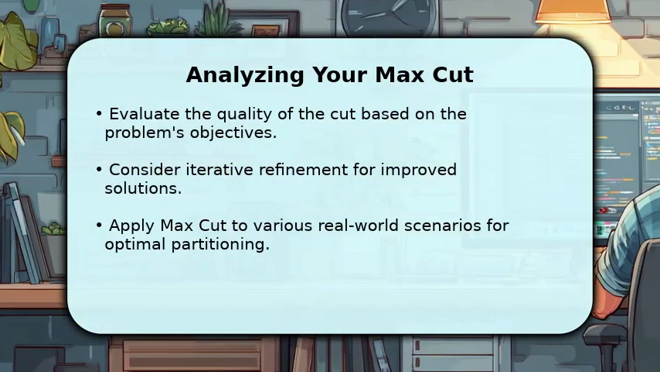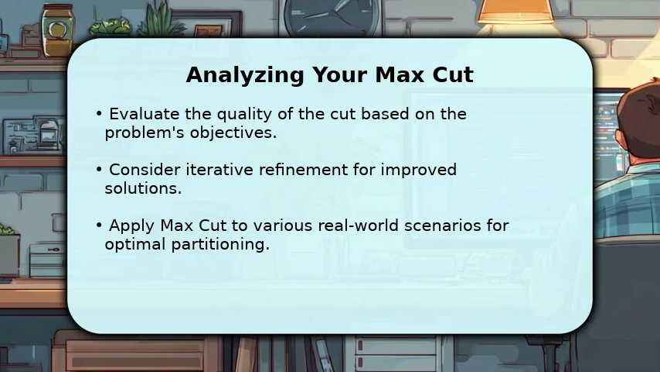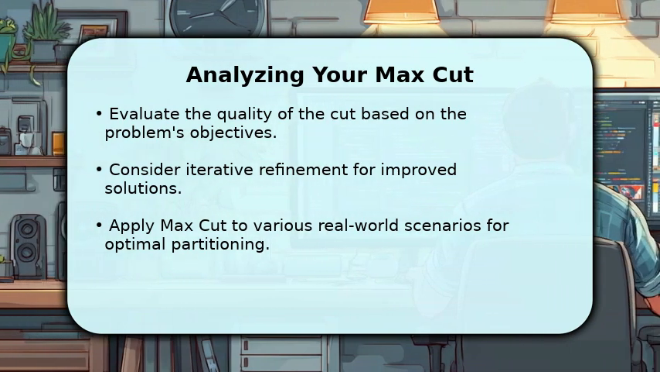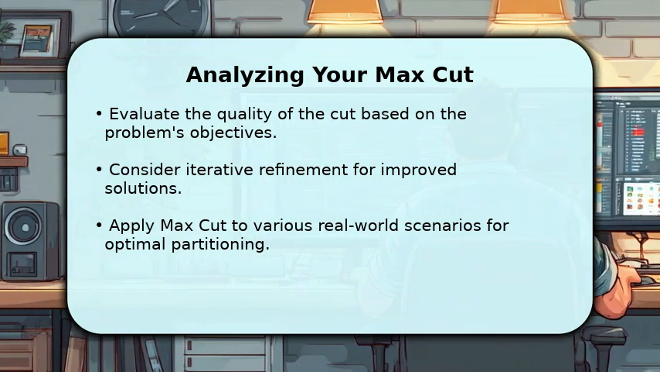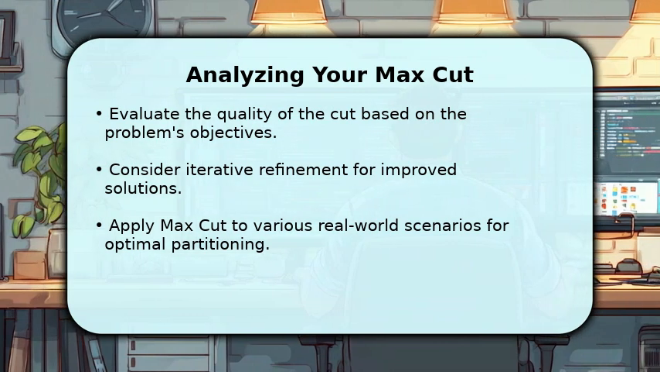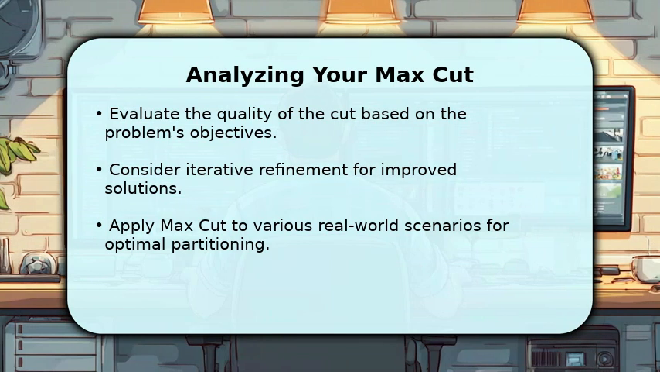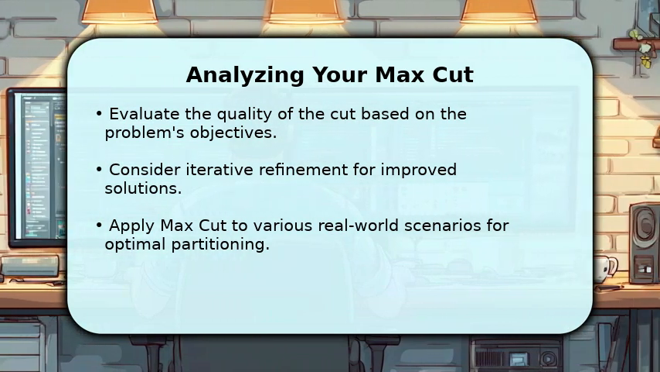After obtaining your max cut, it's vital to interpret the results in the context of your original problem. The two partitions represent the optimal grouping based on your edge weights. Evaluate if this division aligns with your objectives. Sometimes, refining your graph's weights or structure can lead to even better outcomes.